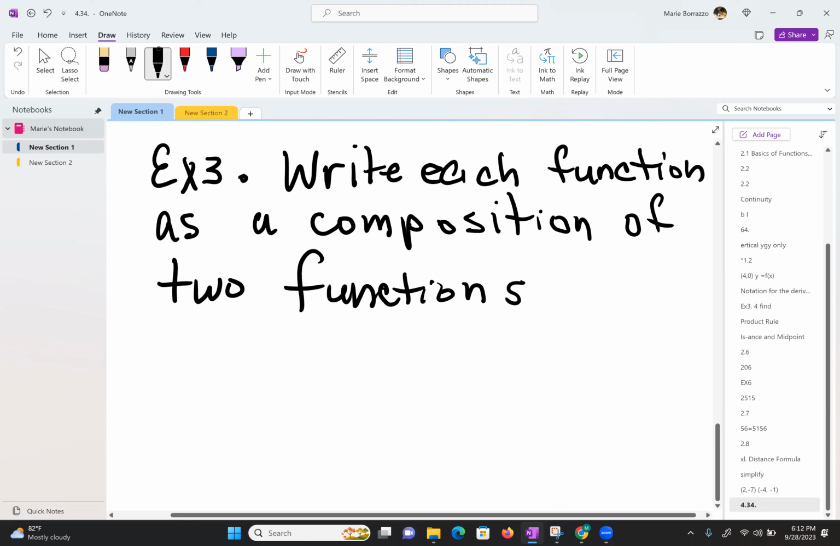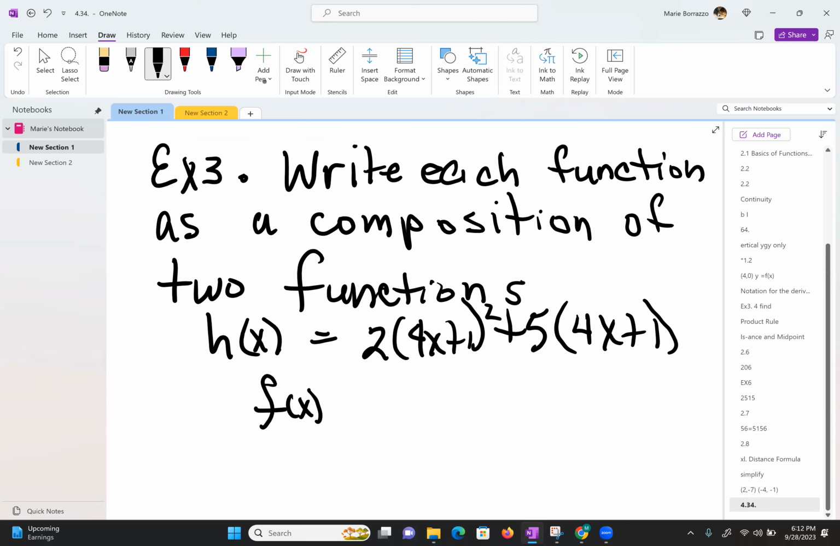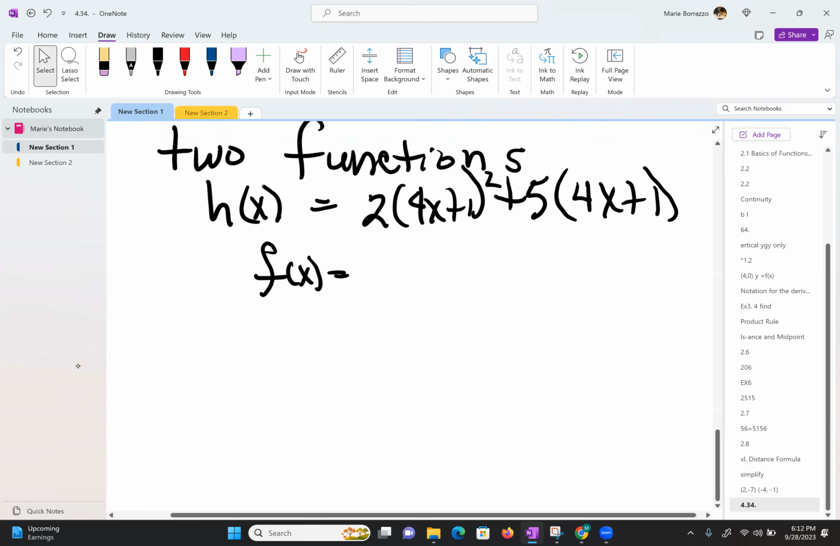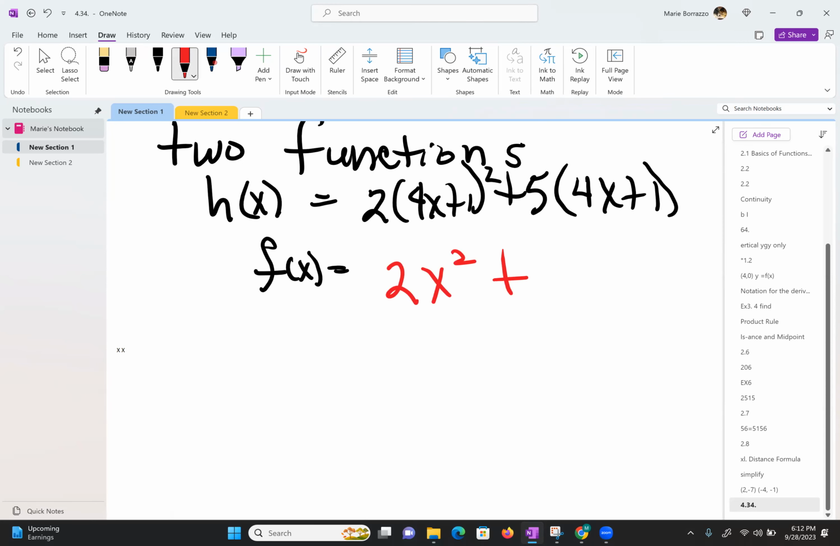They're giving us h of x, and that is equal to two parentheses for x plus 1 squared plus 5 parentheses for x plus 1. If you think about it, you can think of one of them as f of x. And that would be what I would consider your shell, which I'm thinking if I am looking at this part here as x and this part here as x, or g of x, I can think of the whole thing as 2x squared plus 5x.